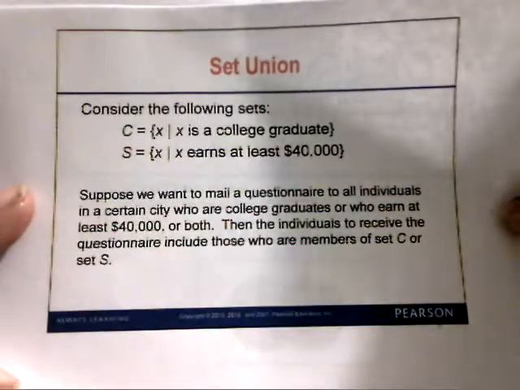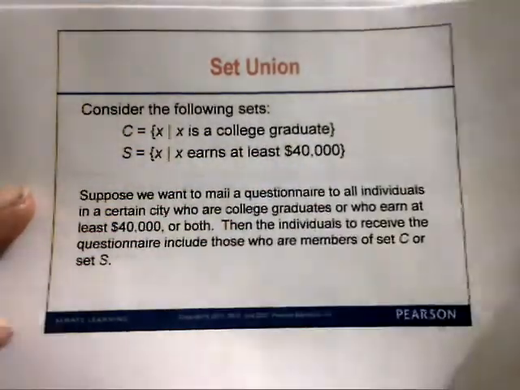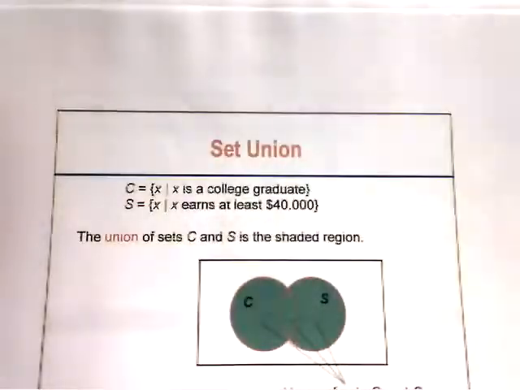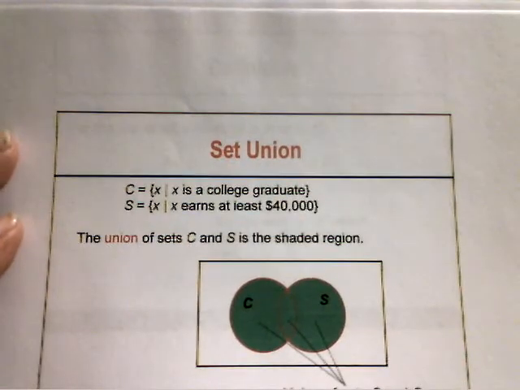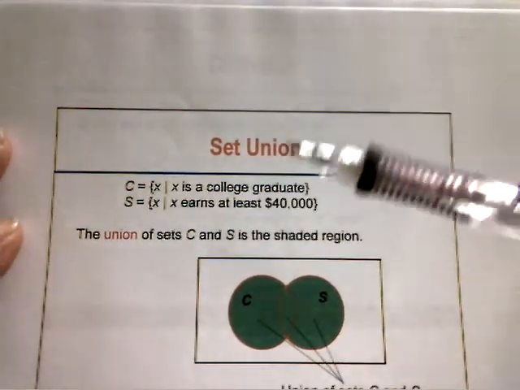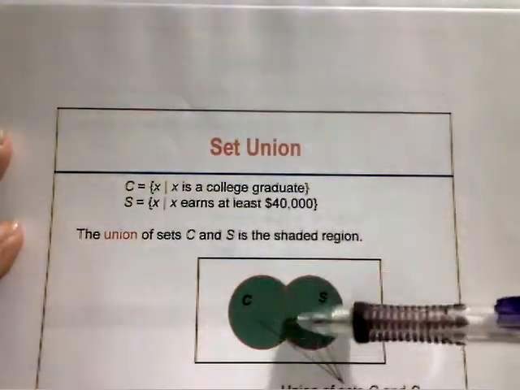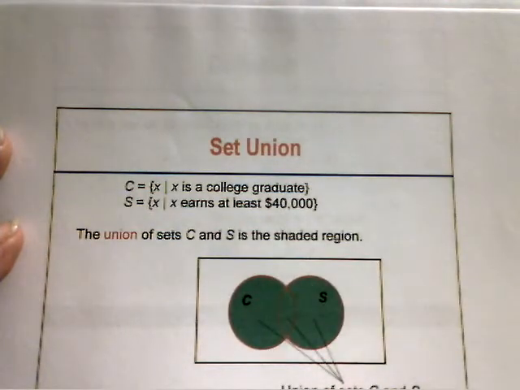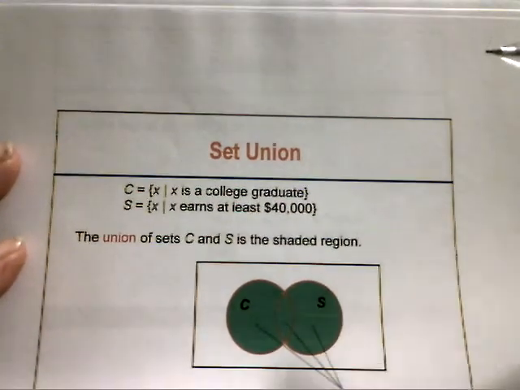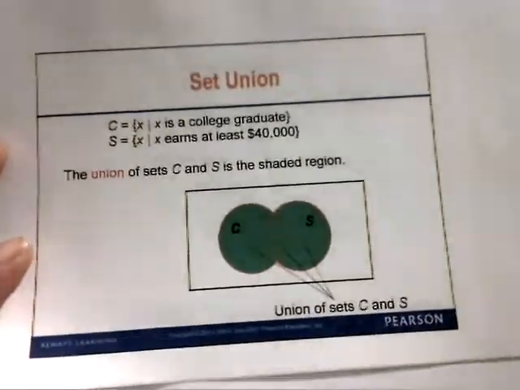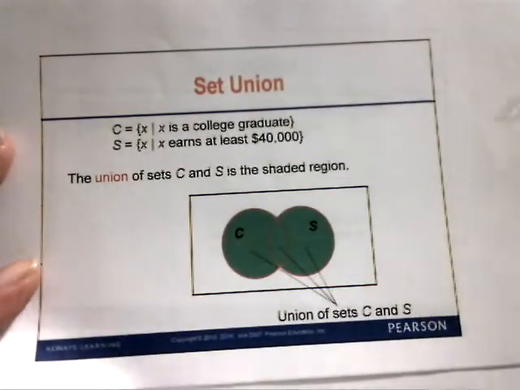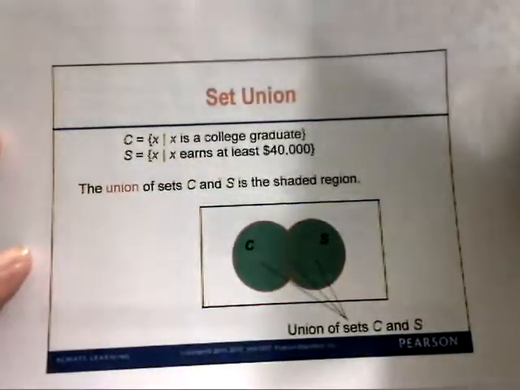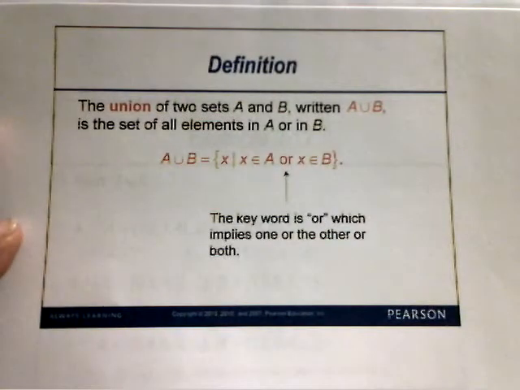Okay, so this illustrates the union of these two sets. And this is what the union looks like. That's the shaded region. Okay, that's all the college graduates and all those who make at least $40,000 a year. So that's the union of Set C and S. And here I have the formal definition of what a union is.